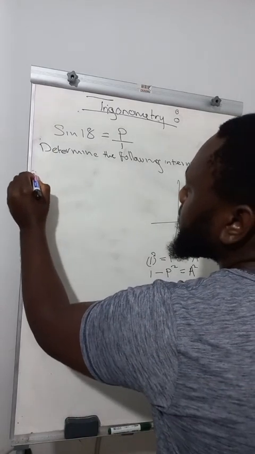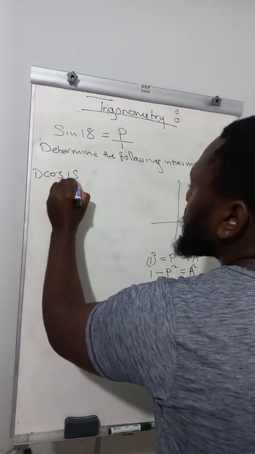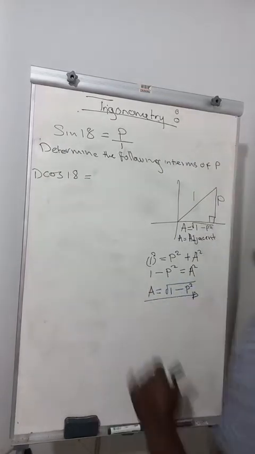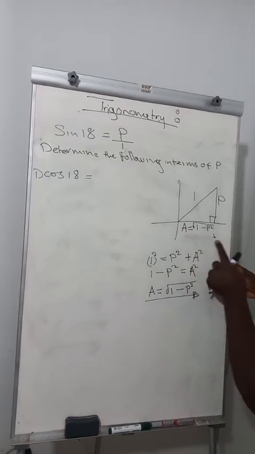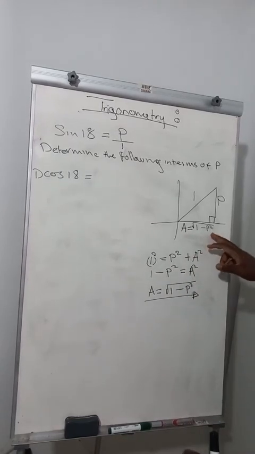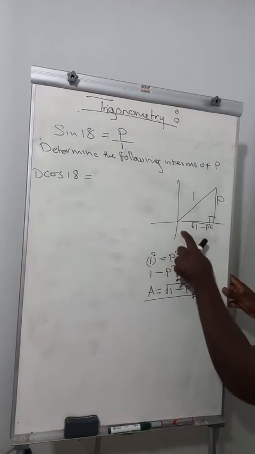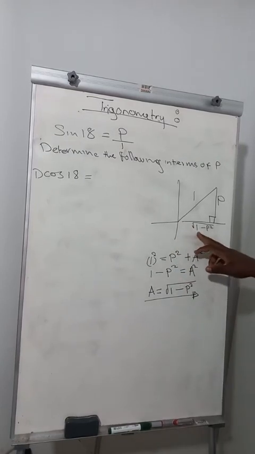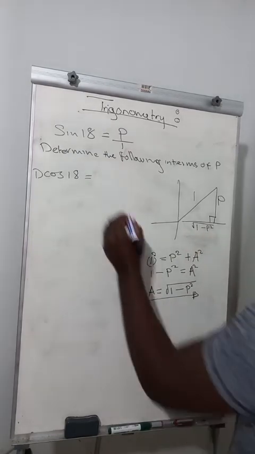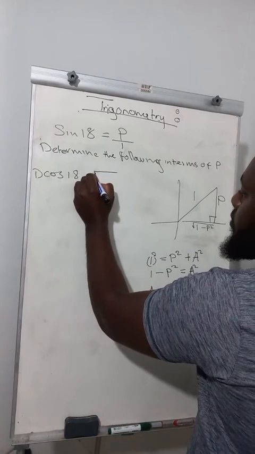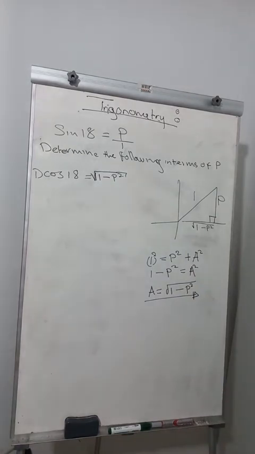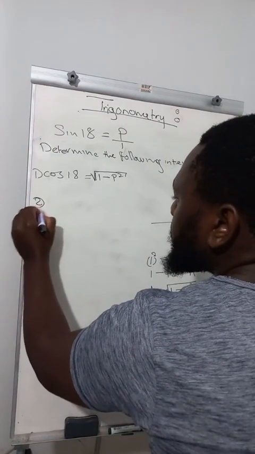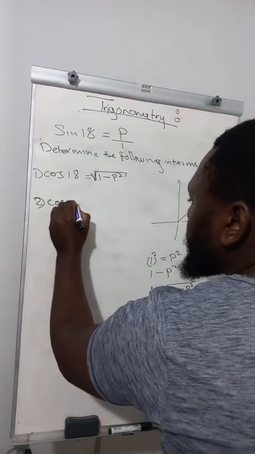Now the question says determine cos 18. Based on this diagram, what do you think cos 18 is? This is no longer relevant. Cos 18 just means it will give you the square root of 1 minus p squared.